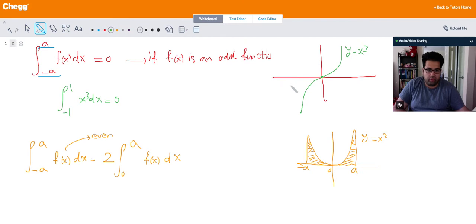That's also relevant for the odd function. Whatever I get from negative a to 0 is negative, and it's equal in magnitude to what I get from 0 to a, which is positive, so these two cancel out each other. That's why I get 0 here. So in the odd case, they cancel out and you get 0. In the even case, they add up and you get double the integration from 0 to a.